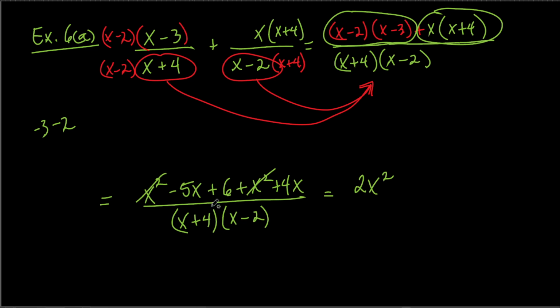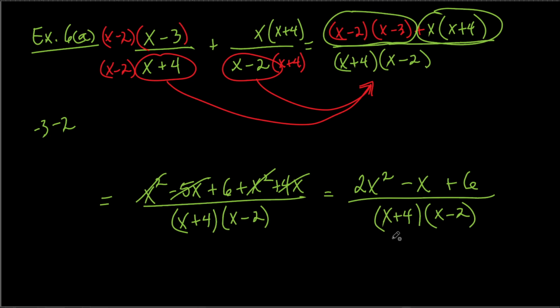What other like terms do we have up here? Negative 5x plus 4x is negative x. I'm done with those. What else do I have on top? Plus 6. And all that is over x plus 4 and x minus 2. If you wanted to multiply the bottom out, you could. You don't have to. You can just keep it like that. And that's how they want you to write your answer, right there.